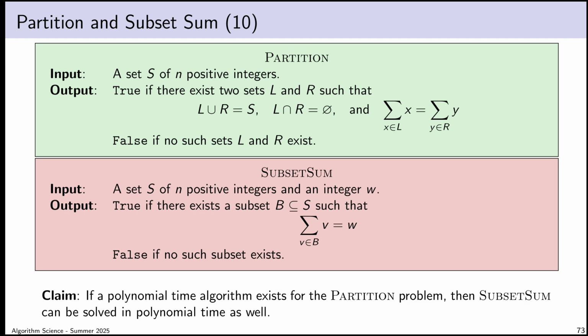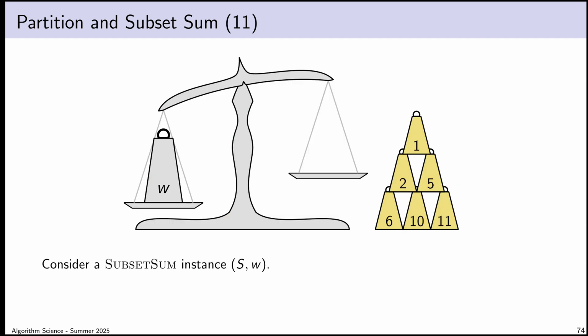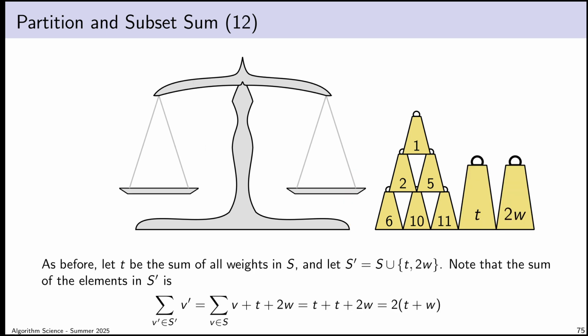This is going to be another reduction. This reduction is a little bit more involved. Okay, so you give me a subset sum instance S, W, a set of weights S and a goal sum W. I'm going to construct a partition instance such that there is a subset of S with weight W if and only if my new partition instance has a valid partition.